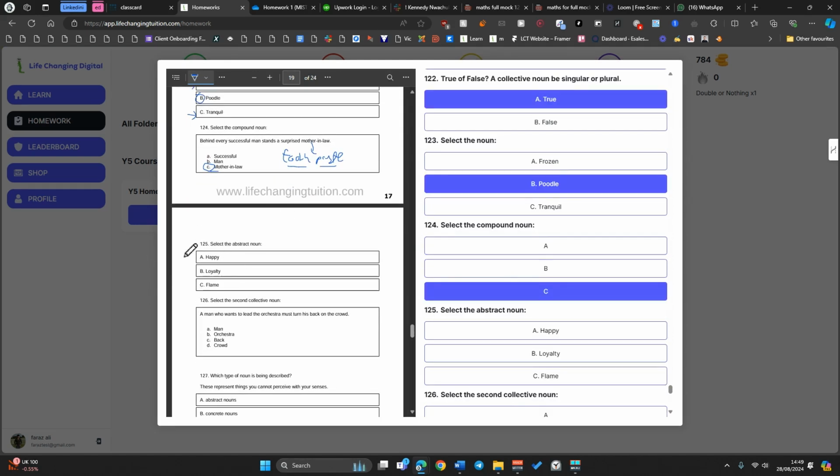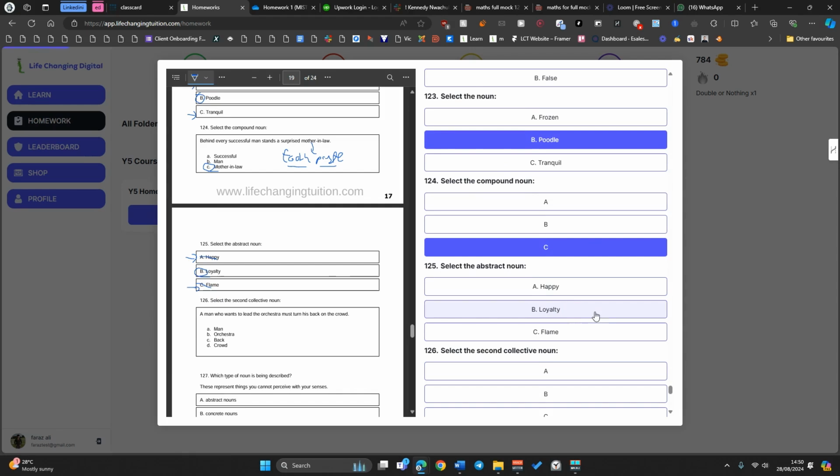Select the abstract noun. So as I explained earlier, happy here would be an adjective. So if you're saying someone is happy, then you're describing that person. So happy isn't actually an abstract noun in this case. Only happiness is an abstract noun. Flame isn't an abstract noun because it can be seen or you can point towards it. Loyalty is an abstract noun. It's again one of these ideas that you can't really point to. It's not like a real thing, but it's abstract is the best way I could put it.